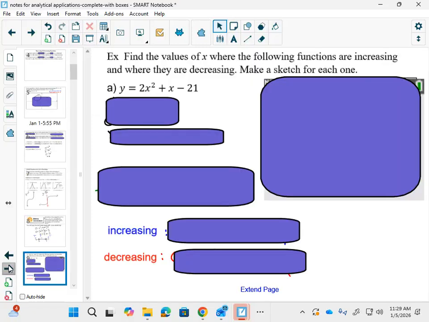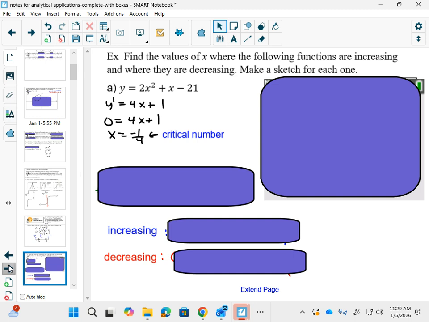It's a parabola. So we could complete the square. This one would be very fun to complete the square because it would have fractions involved. Everybody's favorite. Or we could use calculus. So I figure out my derivative. I set my derivative equal to 0 and I solve for x. And x is equal to -1/4. It's a critical number. Critical number is anytime your derivative is equal to 0 or anytime your derivative does not exist.